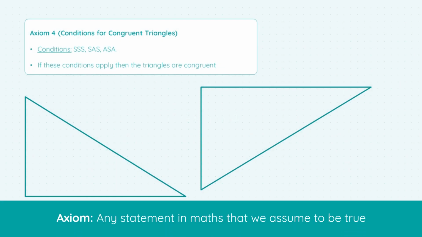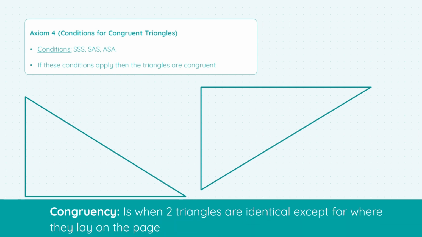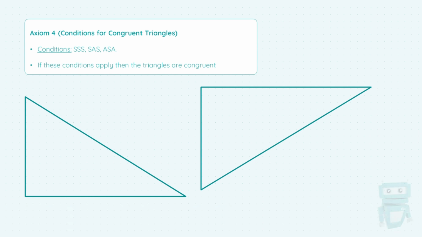And just to reiterate, an axiom is just a statement we make in maths that we assume to be true. And congruency in triangles means that if two triangles are congruent, they're identical in every way except where they lie on the page. So we're going to be looking at the conditions for what makes congruent triangles.